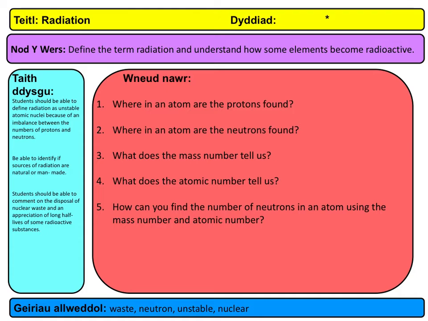Okay, so where in an atom are the protons found? The protons are found in the nucleus. Where in an atom are the neutrons found? They are also in the nucleus. What does the mass number tell us? The mass number is the number of protons and neutrons, obviously in the nucleus. And the atomic number tells us the number of protons.